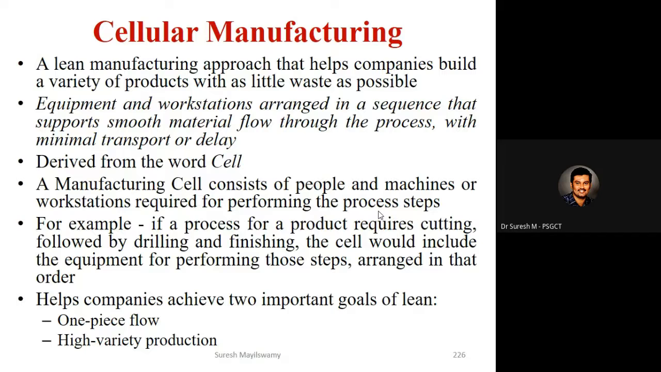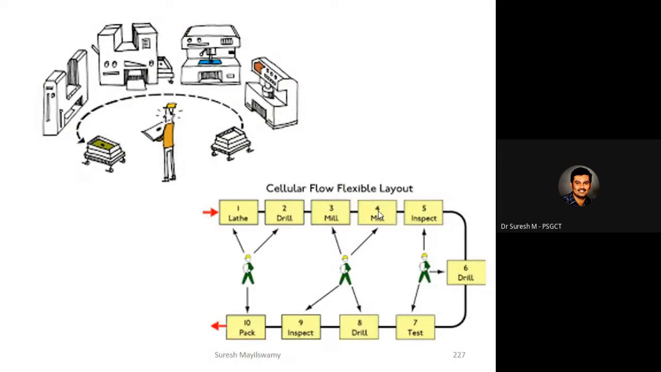And the next one is called cellular manufacturing, a lean manufacturing approach that helps companies build a variety of products with as little waste as possible. I already told Muda is a waste in a value stream. So elimination of waste is the concentration in lean manufacturing. Equipment and workstations are arranged in a sequence that supports smooth material flow through the process with minimal transportation or delay. Derived from the word cell. So these are the examples for cellular manufacturing.